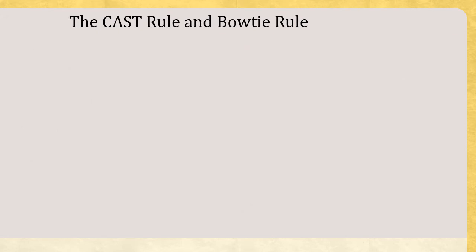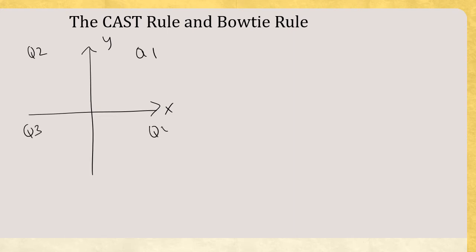Cast rule and Bowtie rule. These are going to help us. So x and y, and I'm going to call this quadrant 1, quadrant 2, quadrant 3, quadrant 4. We're going to write the letters C-A-S-T. You always start in quadrant 4 and work your way around counterclockwise, spelling the word CAST. Now, how is that going to matter to us?